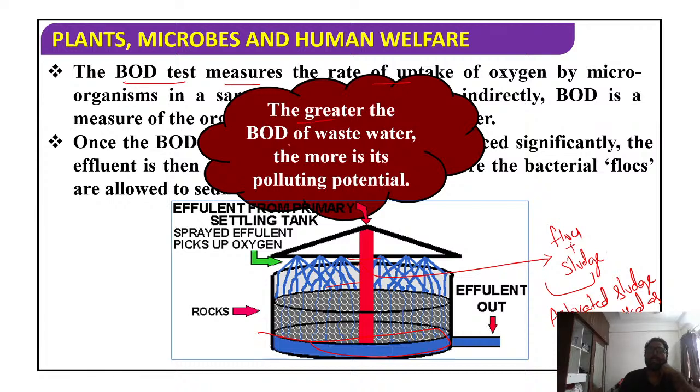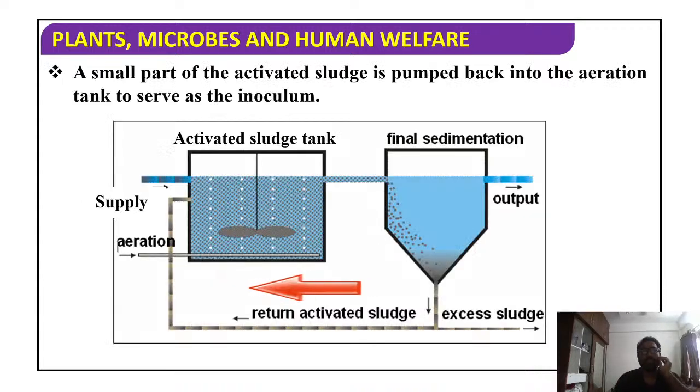So as I told you earlier, the greater the BOD of wastewater, the more its polluting potential, right? Let's see this point, students. A small part of the activated sludge is pumped back into the aeration tank. Why? As an inoculum. Students, you have to understand this point. Welcome to all the students who are joining the YouTube classes. So a small part of the activated sludge is pumped back into the aeration tank to serve as the inoculum. You see, this is the aeration tank. We are supplying air here.